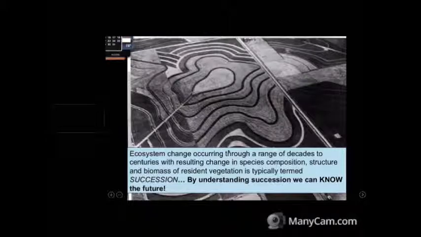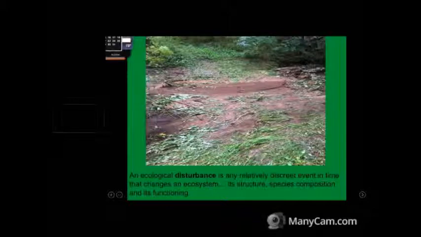Wherever you live right now, whatever size or scale property that you have, from a suburban lot to a 4,000-acre ranch, the process of succession is taking place on that property, whether you know about it or not, whether you actually have anything to do with it or not. So by understanding how the plant and animal communities change through time, we can learn how to steer that to a certain extent. And we can understand what it's going to turn into.